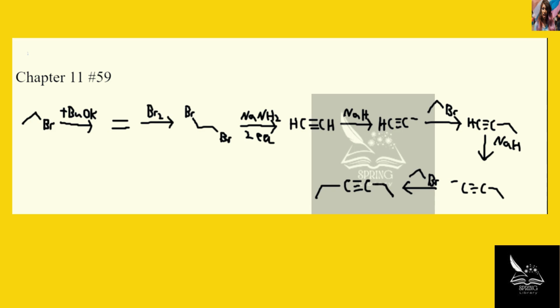And now, since we're trying to make the 3-hexanone, and our alkyne is between carbons 3 and 4, and this molecule is symmetric, so we don't really need any further control than that. And so we can just use water, sulfuric acid, and mercury sulfate. And that is going to get us to our ketone.